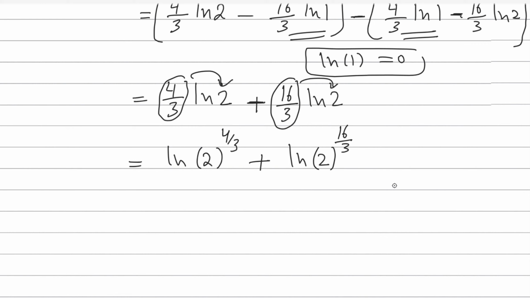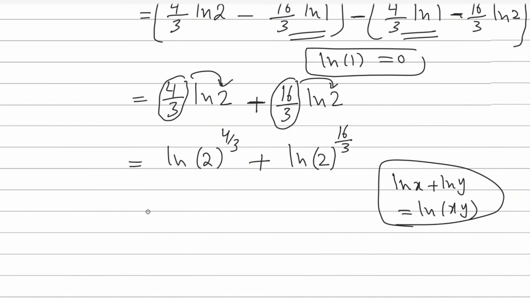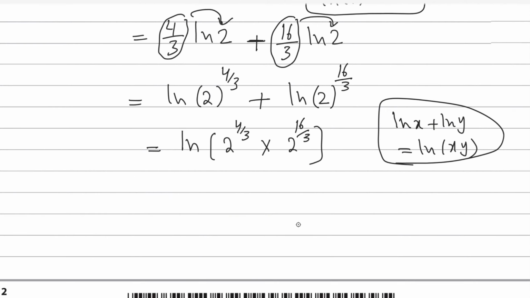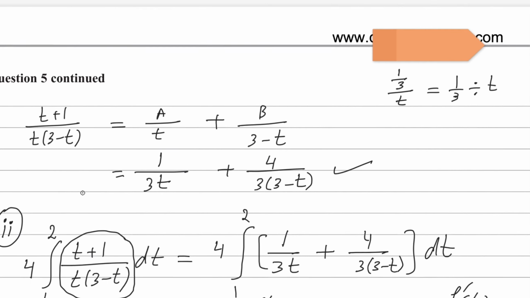There is another rule of logarithm: log x plus log y is equal to log of the product of these two numbers. There is a plus sign, so you can multiply the numbers as per this rule. So the answer will be log of 2 power 4 over 3 multiplied by 2 power 16 over 3. Because the two bases are the same, you can add the powers, so it will be log of 2 power 20 over 3. This is the answer for this part.